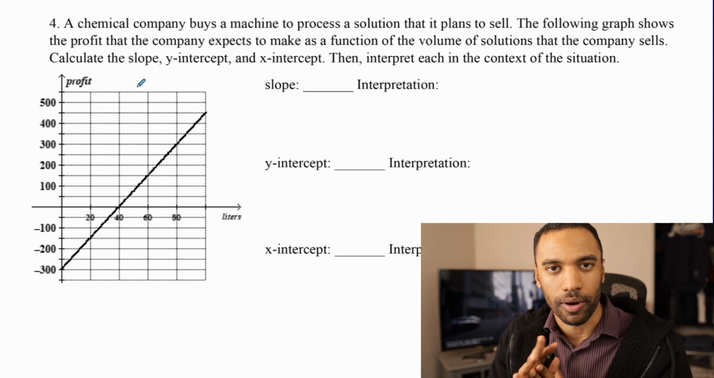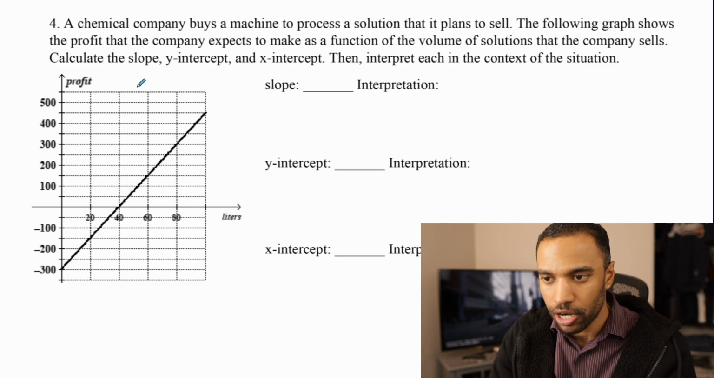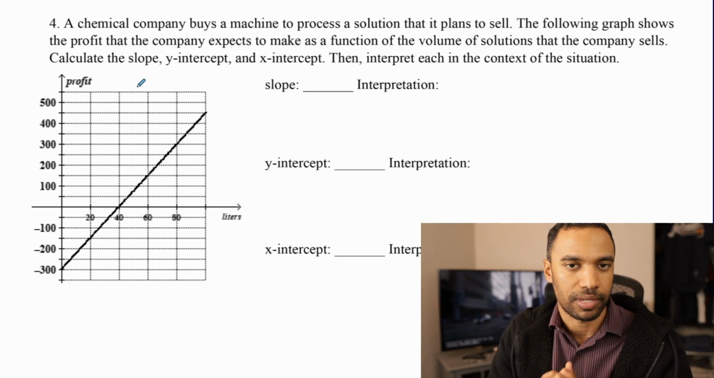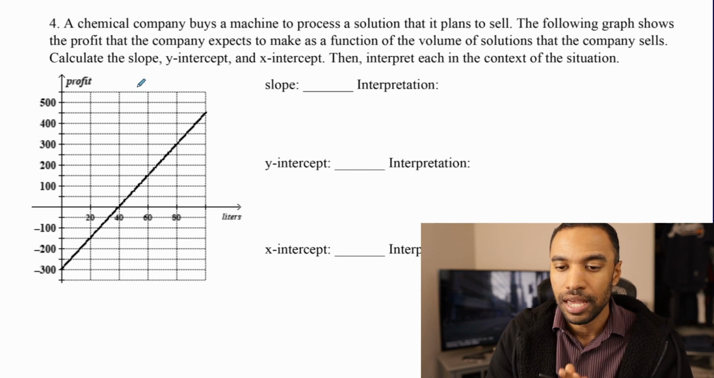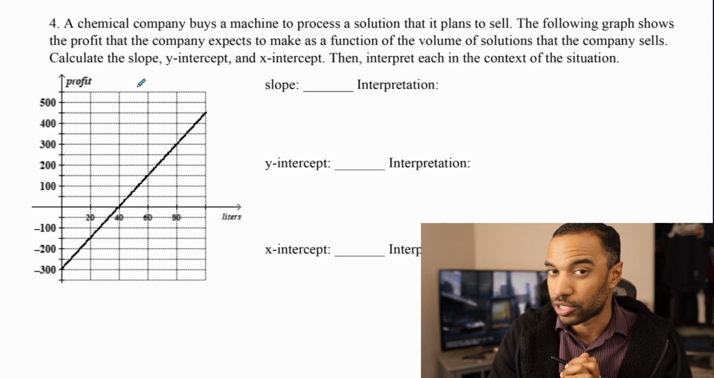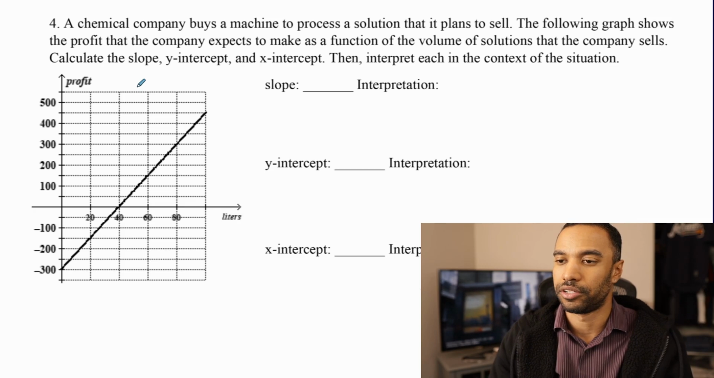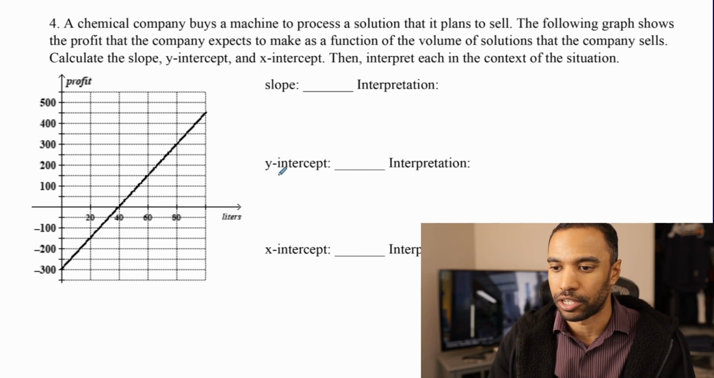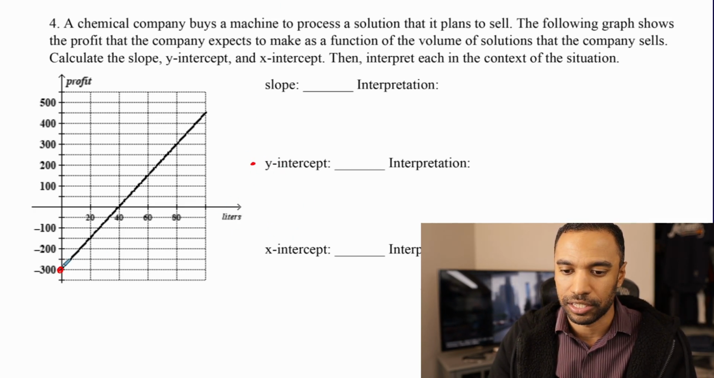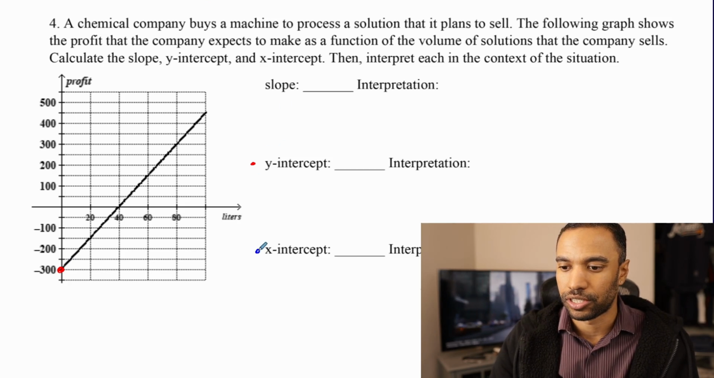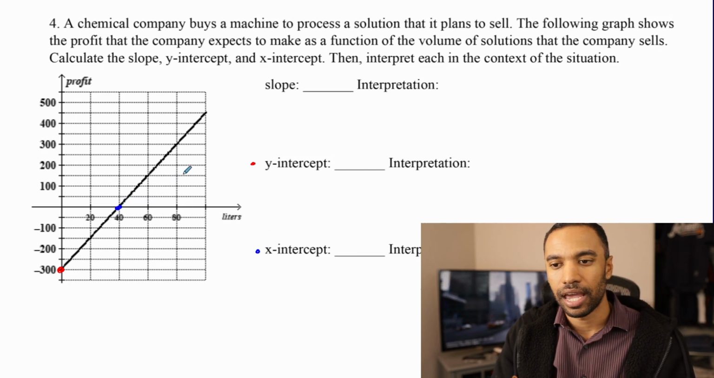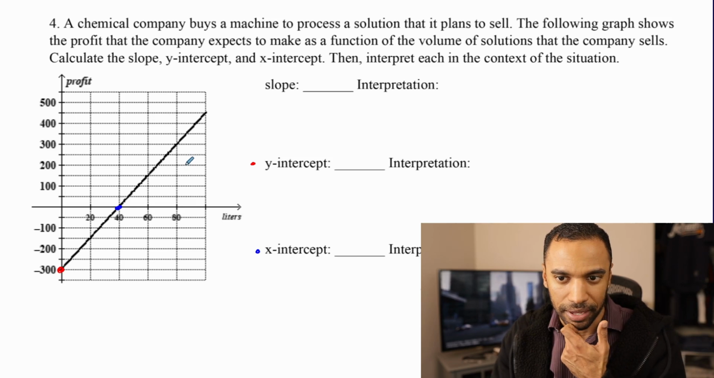Number 4, we got a word problem, some situation stuff, and we have to interpret slope, y-intercept, and x-intercept alongside this. Keep in mind, note what the y and x-intercept mean. Y-intercept being this guy, x-intercept being this guy, and of course slope we can calculate and make happen.